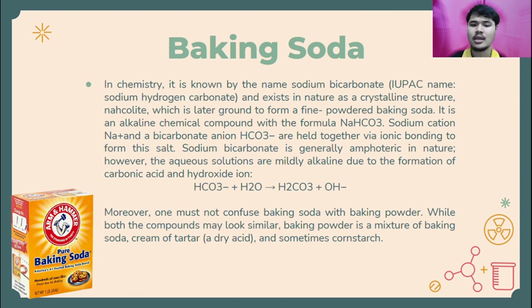It is an alkaline chemical compound with the formula NaHCO3. The sodium cation, Na+, and the bicarbonate anion, HCO3-, are held together via ionic bonding to form this salt. Sodium bicarbonate is generally stable in nature. However, the aqueous solutions are mildly alkaline due to the formation of carbonic acid and hydroxide ion, with the formula HCO3- plus H2O equals H2CO3 plus OH-.